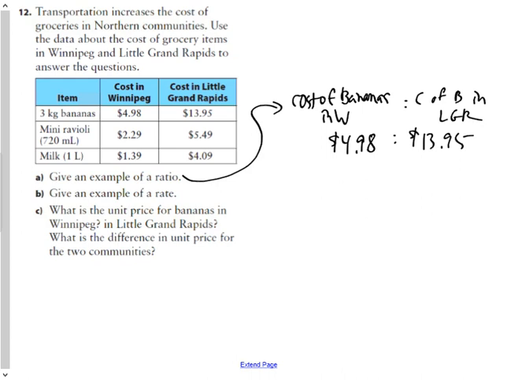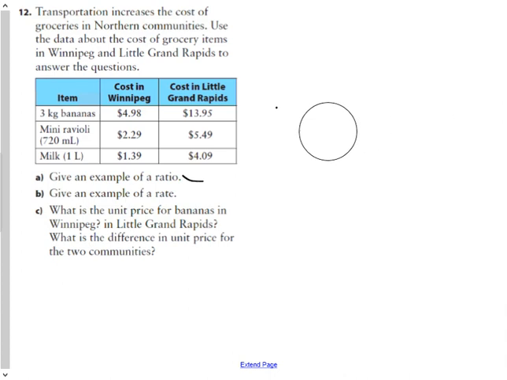There is also, I could do the comparison of the cost of ravioli in Winnipeg to the cost of ravioli in Little Grand Rapids, etc., etc. There are 3 different ratios you can make.